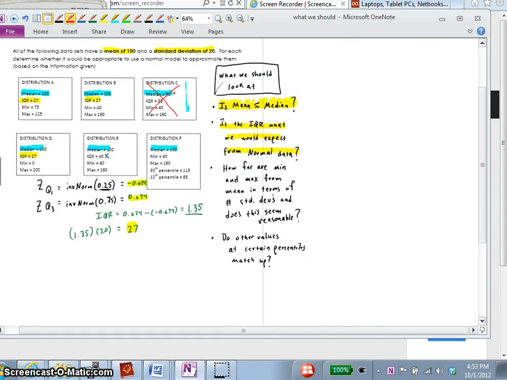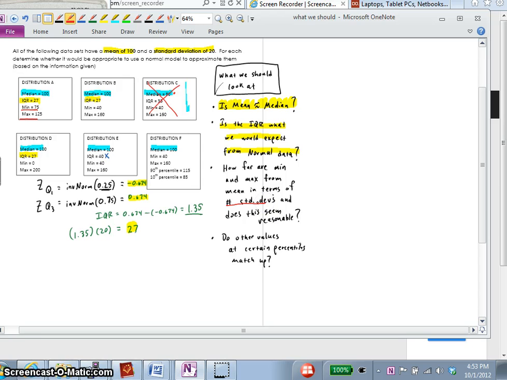All right, the next thing we should look at is the information about the minimum and the maximum of each distribution. Let's see how far away the min and the max are from the mean in terms of number of standard deviations.